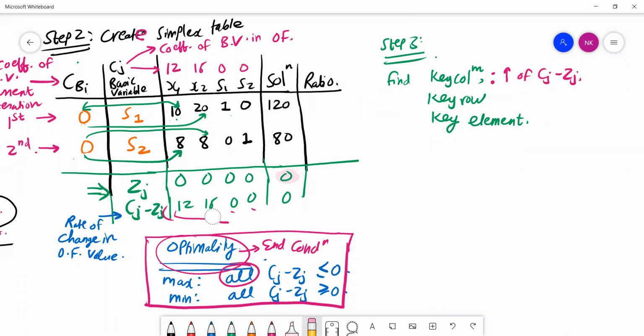So what you would be doing is considering the key column, which is the column having the highest value of Cj minus Zj. Over here, the column corresponding to X2 has the highest Cj minus Zj, so I will be marking that column. This column is called the key column. So let me write over here, the key column is nothing but the column corresponding to X2.